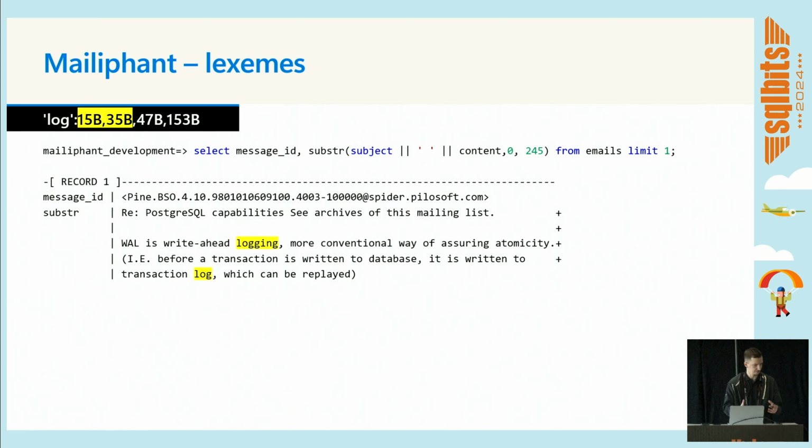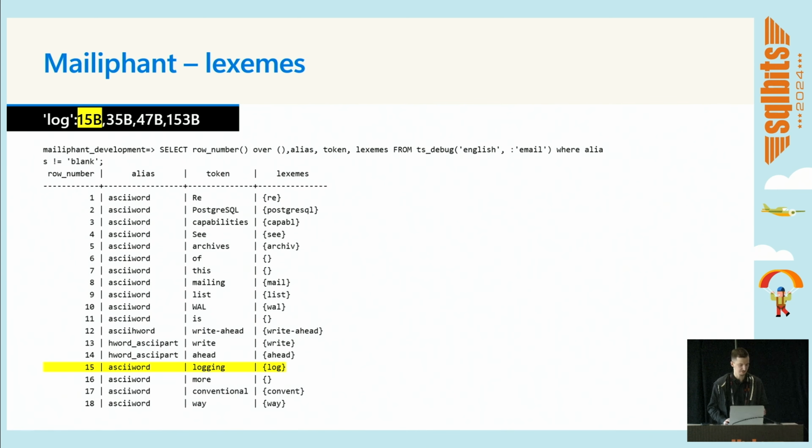This is the example where we can see the word log was encoded as 15B, 35B, and we can see where that is in the document. That's the word logging and the word log. And I know it's not easy to map it, like, is it 15? It's not. So I'm going to show exactly how that works.